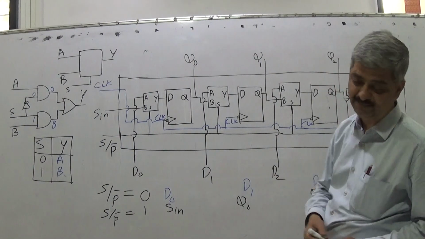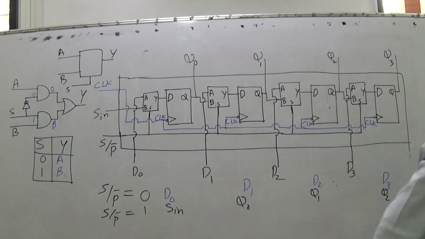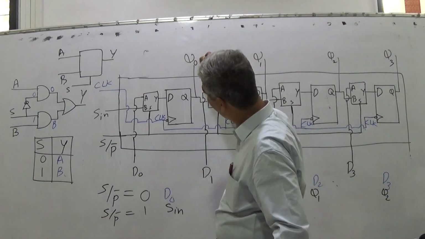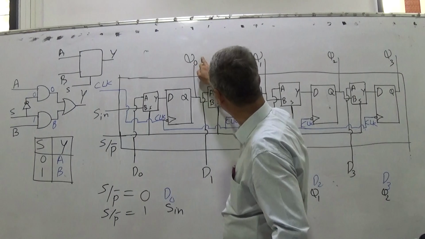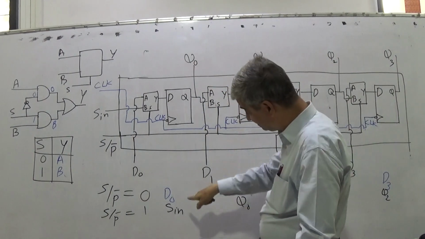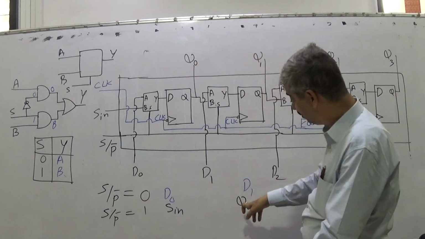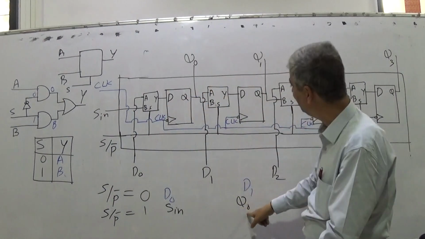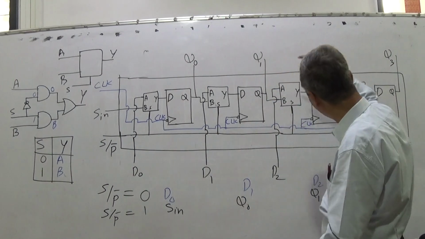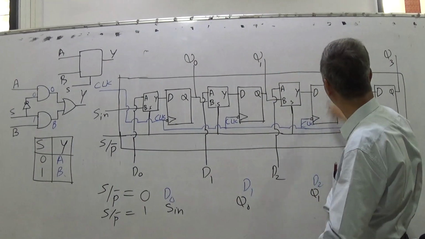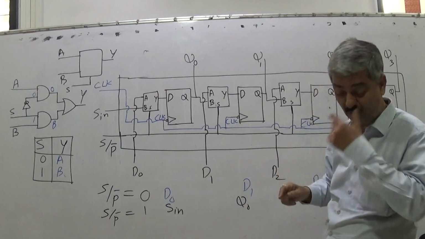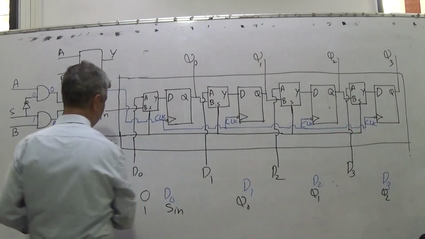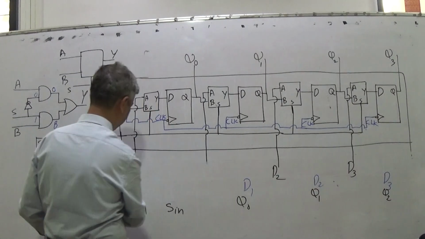So when S oblique P bar is 1, it is called serial mode. In serial mode, what will happen? When clock comes, this S in will be transferred to Q0. This Q0 will transfer to Q1. So S in will come here, old Q0 will come here, old Q1 is here, that will come here, old Q2 will come here. So I will show it again by taking an example.